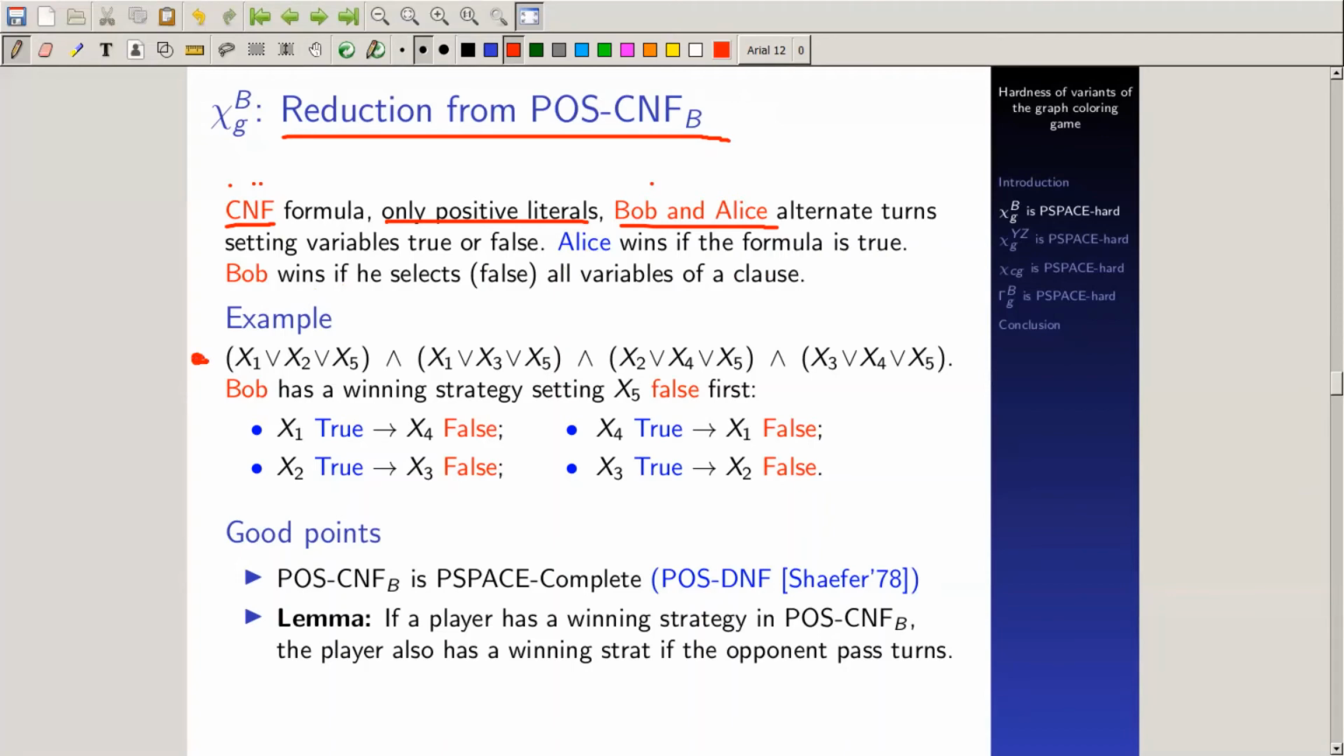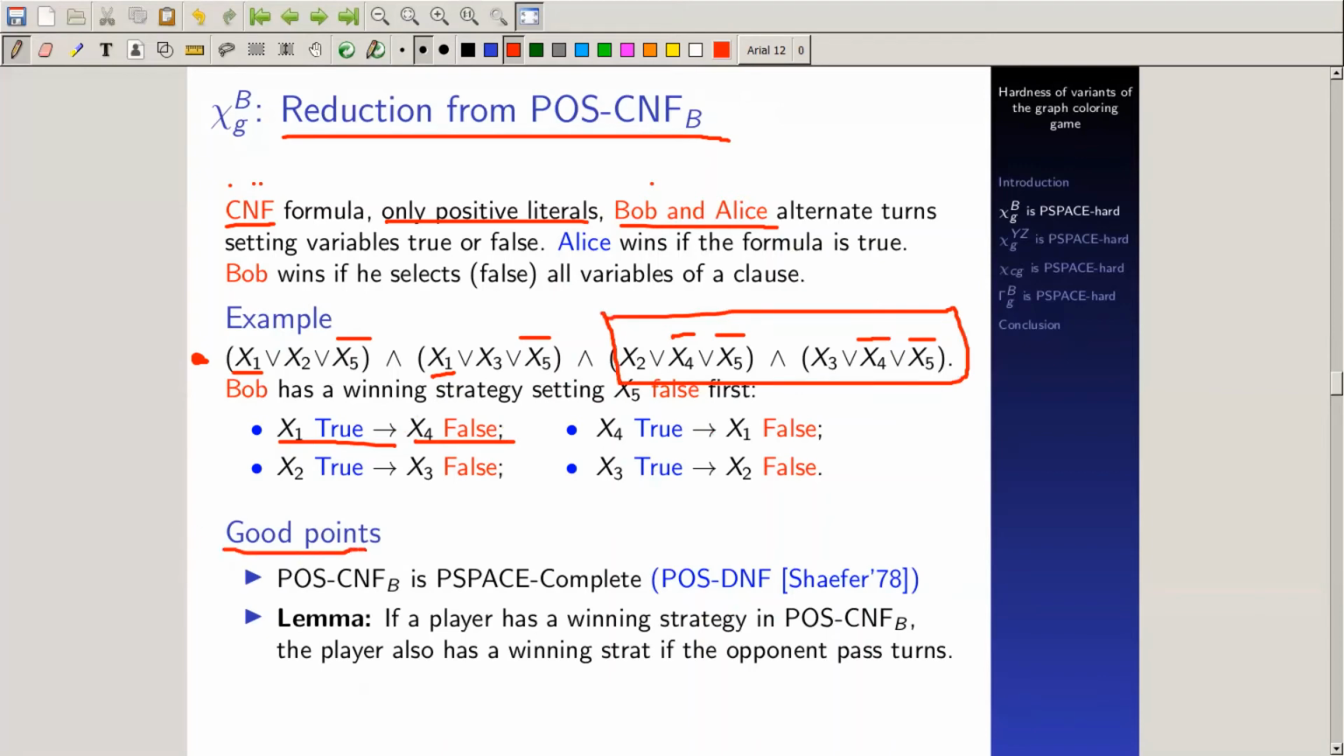Here we have an example of a CNF formula with 4 clauses: 1, 2, 3, 4. Bob has a winning strategy in this formula, setting x5 false first. If Alice sets x1 true, she saves clauses 1 and 2, but then Bob plays false on x4, and then Alice cannot save these two clauses, just one of them.